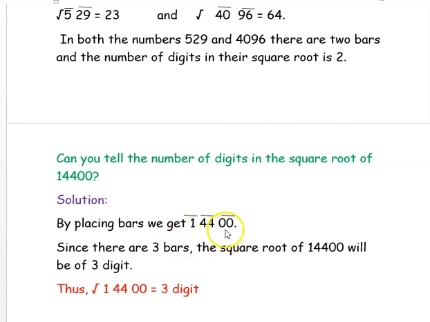Okay, so to place the bars, we know that we have to start from the ones digit, pair the digits, and place a bar over the digits. So this is the ones digit. I have paired the next 0 and I have placed the bar. Next, I have taken the next 2 digits and formed a pair and I have placed the bar. Then 1 is left, so I have placed a bar over here. So there are 1, 2, 3 bars. Since there are 3 bars, the square root of 14,400 will be of 3 digits. Thus the number of digits in the square root of 14,400 is equal to 3.